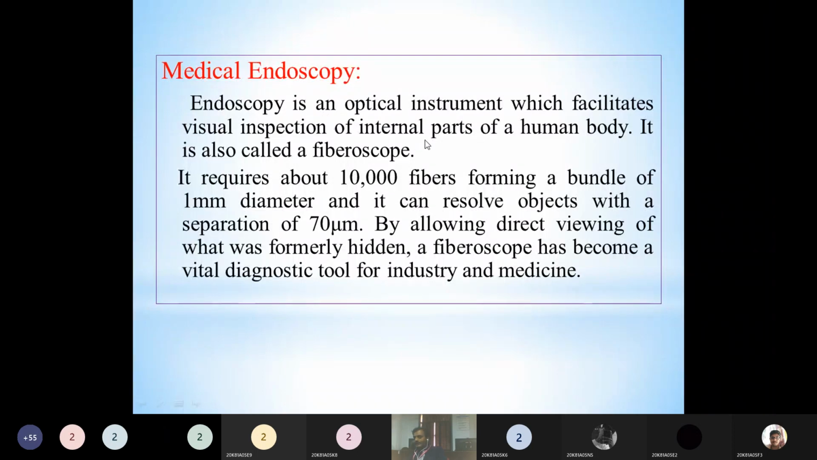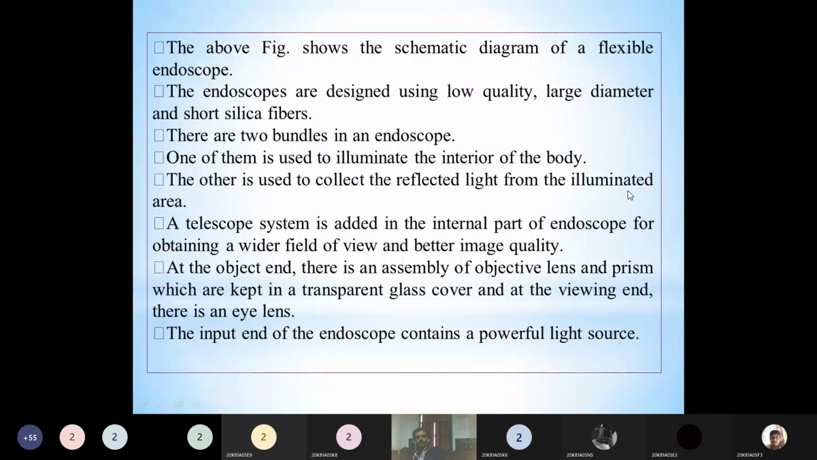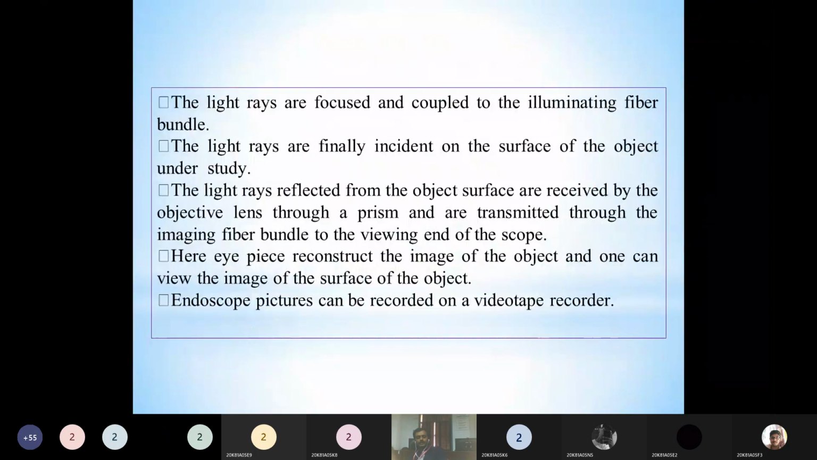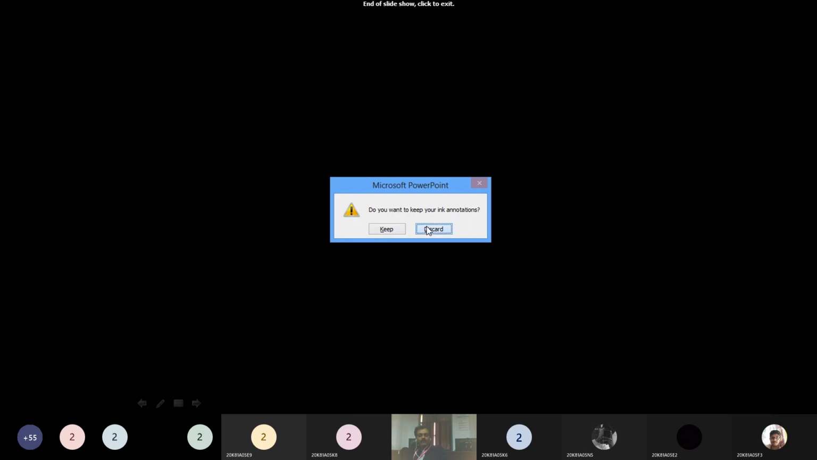How it is used in medical endoscopy: we can send optical fibers directly into our stomach. In endoscopy techniques, it requires 1,000 fibers, which they can send. See here, these optical fibers are sent directly into our stomach, and they examine whatever defects are there inside. This is the endoscopy process. There are some problems, but those are not required. So this is about the applications of optical fibers.